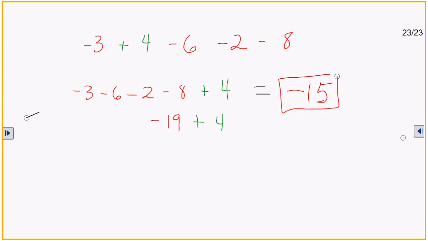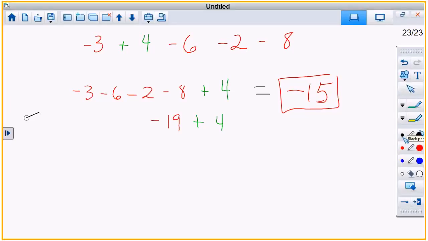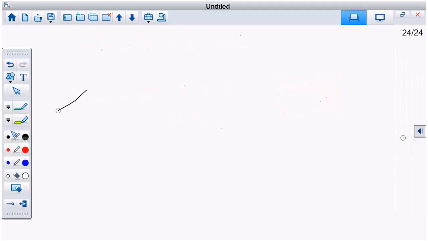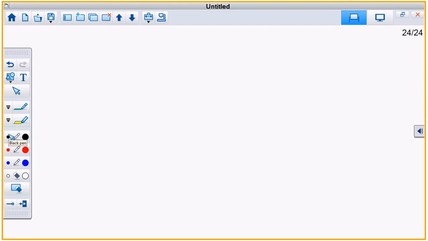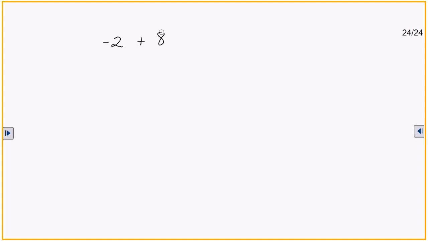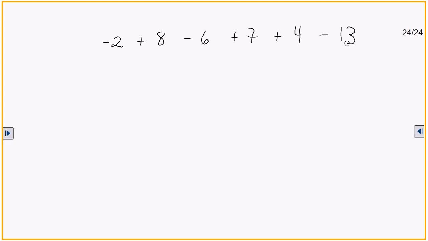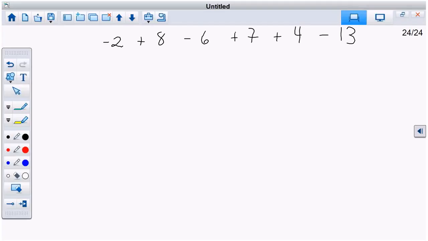Let's try one more, and you do it from home. Pause the video and see if you can do it. I don't know why this thing keeps writing. Let's go with -2 plus 8 minus 6 plus 7 plus 4 minus 13. So I'm going to change all mine to colors.